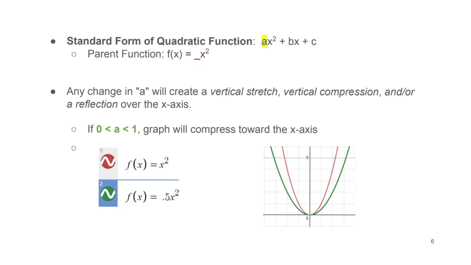So let me label these again. This is your x-axis and this is your y-axis. So if you compare the two, when you use a number that is between 0 and 1, which we did, which is a 0.5, it makes the parabola compress closer to the x-axis.